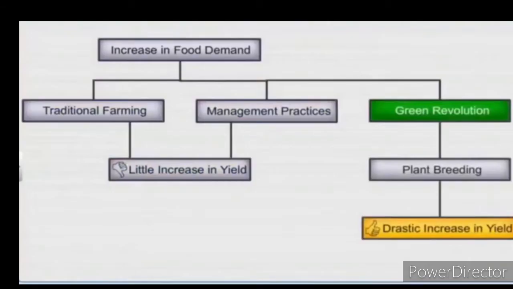Traditional farming can only yield a limited biomass as food for humans and animals. Better management practices and an increase in acreage can increase yield, but only to a very limited extent. Plant breeding is a technology that has helped to increase the yield to a large extent.